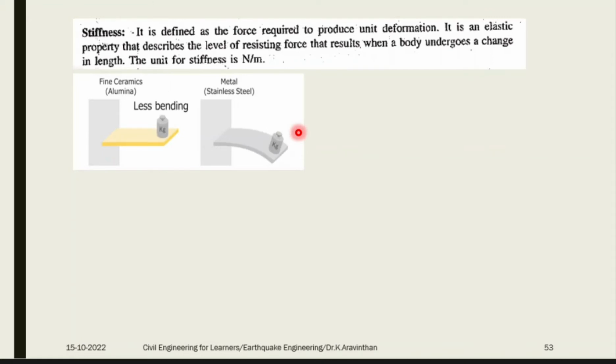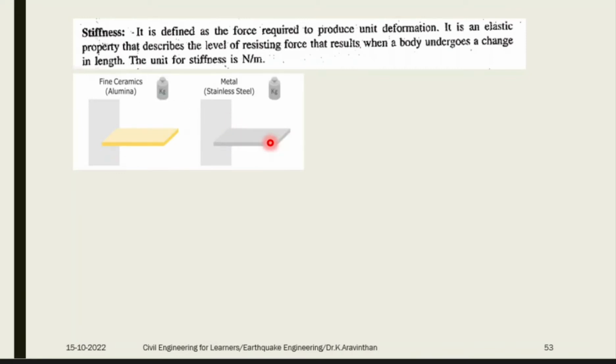This is called stiffness. The stiffness formula I discussed in the last class: the force required to cause unit deformation. So this is the definition. Force divided by deflection is called stiffness. Here the force is the same, you can assume it as 10 kg. Under 10 kg of force, the bending is very little, it could be 1 mm. The same load applied to stainless steel gives a large deflection of around 20 mm, you can assume 20 times. So one characteristic changes, that is stiffness.